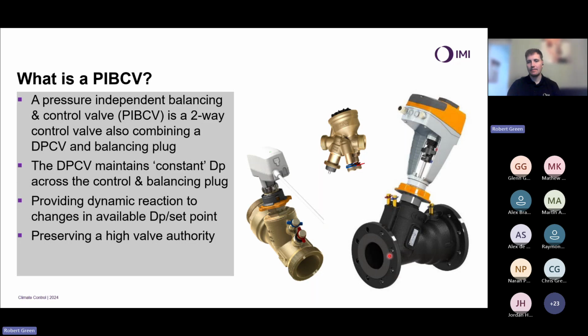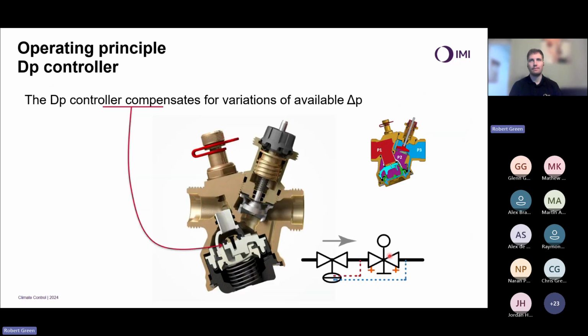So let's have a look at a PIBCV in a bit more detail. This is our small pressure independent control valve. This is our TA modulator, a cut through example. And we can see here again, we have those same P1, P2 and P3 pressures here.